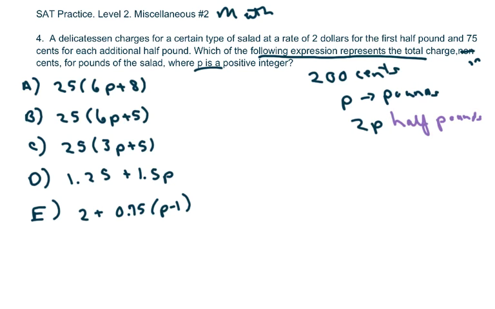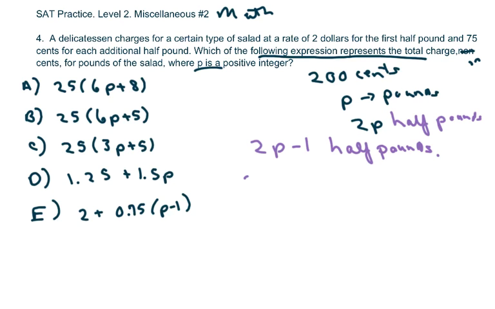Adding 20 cents for the first half pound and 75 cents for each additional half pound should produce the answer. So how many additional half pounds remain to be paid for once 200 cents have been paid for the first half pound? If the purchase weighs a total of 2p half pounds, and if one of the half pounds has already been paid for, then we have 2p minus 1 half pounds to be paid for at 75 cents each.